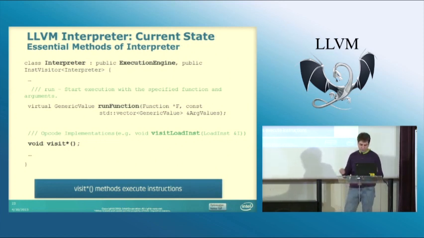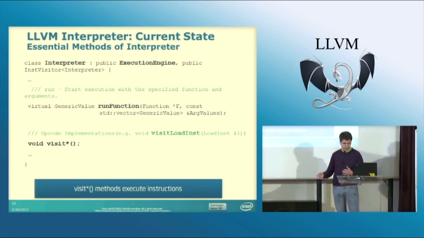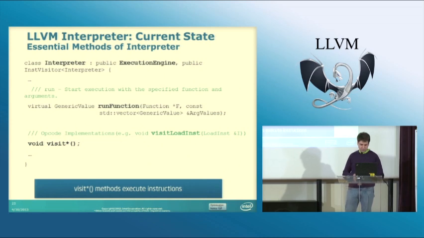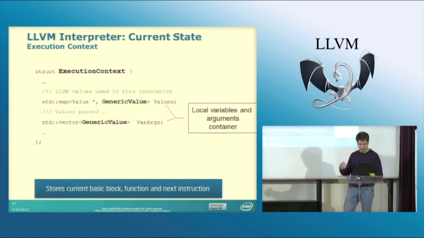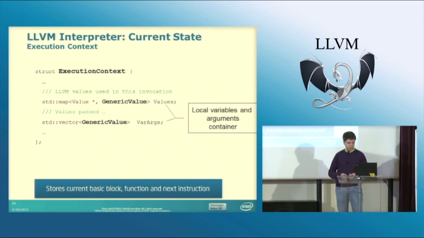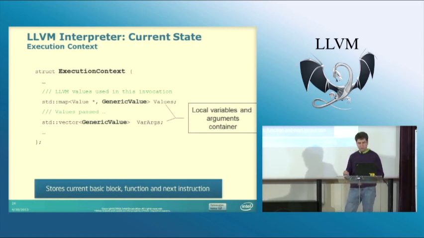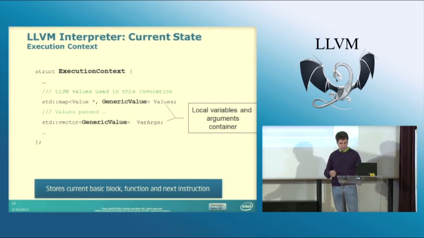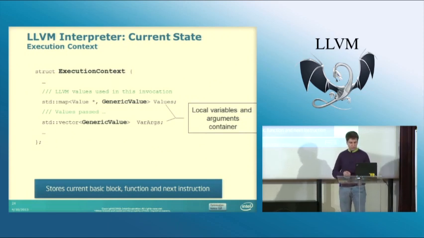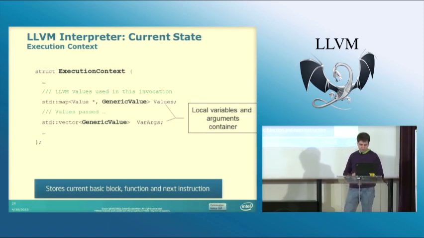handlers. Basically those functions handle different LLVM operations like load, store, and stuff like that. And the execution context itself represents a basic block which is being executed, its function, the next instruction, and it also stores the context of the running function. So these are arguments, and these are local variables.